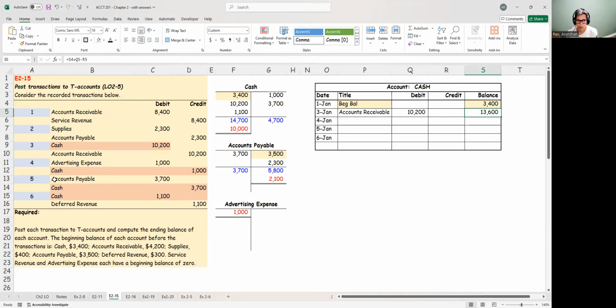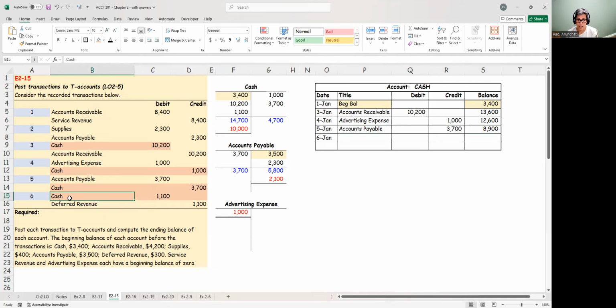Then I look at the fourth, cash was credited. The reason I paid cash is because of advertising expense. So I will write advertising expense over here. On the credit side, I'll put 1,000. And now my balance has dropped to 12,600. My fifth transaction, again, I paid cash to a vendor I owed. So I'll write accounts payable over here. On the credit side, I'll put 3,700 and update my balance to 8,900.